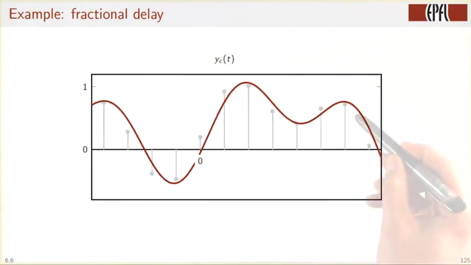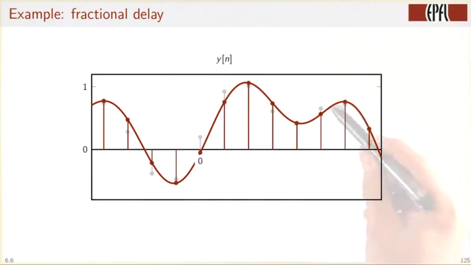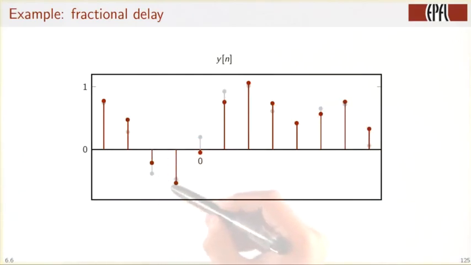We delay it to get y_c(t). So you see the red curve shifted right a little bit, a fractional delay, so it's less than an integer delay. You resample this delayed version at the same sampling intervals as the input sequence x[n] to get y[n], and we have our delayed sampled version y[n].